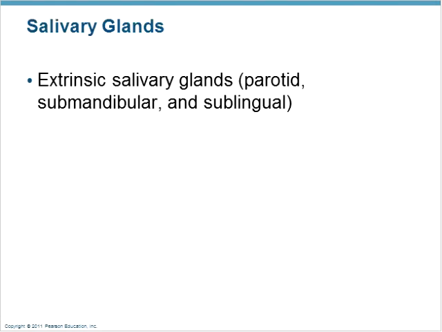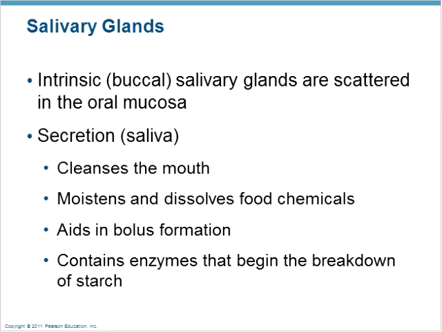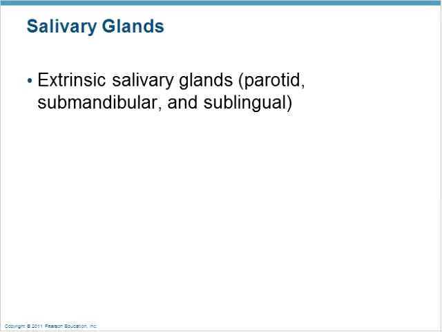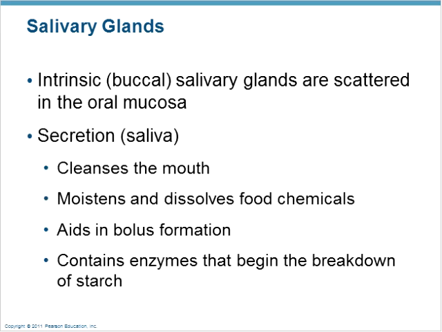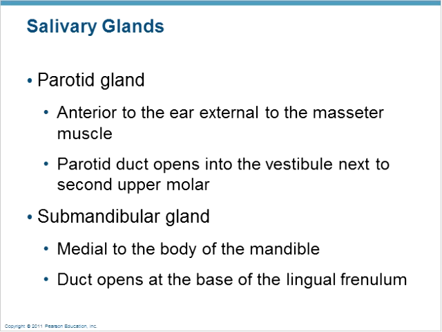The salivary glands: the extrinsic salivary glands are made up of the parotid, the submandibular, and sublingual glands. The intrinsic buccal salivary glands are scattered in the oral mucosa. So we go back. We have extrinsic salivary glands, the parotid, submandibular, and the sublingual. And we also have intrinsic salivary glands, the buccal glands, which are scattered in the oral mucosa. They provide secretion of saliva, which cleanses the mouth, moistens and dissolves the food and chemicals, aids in the bolus formation for swallowing, and it contains enzymes that begin the breakdown of starches, essentially carbohydrates, into simple sugars.